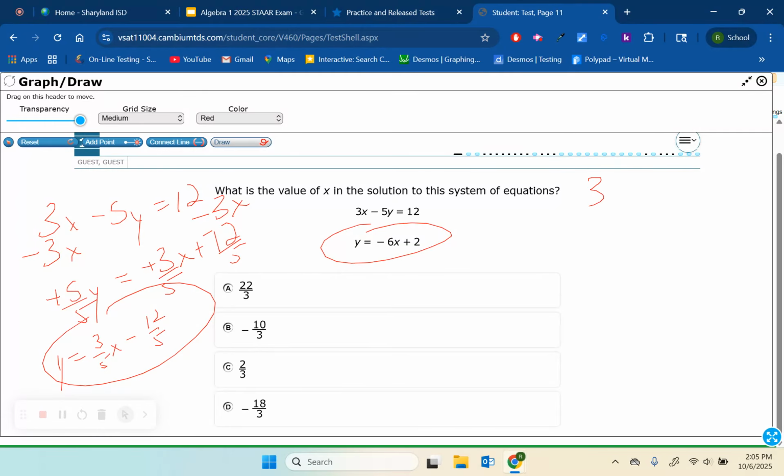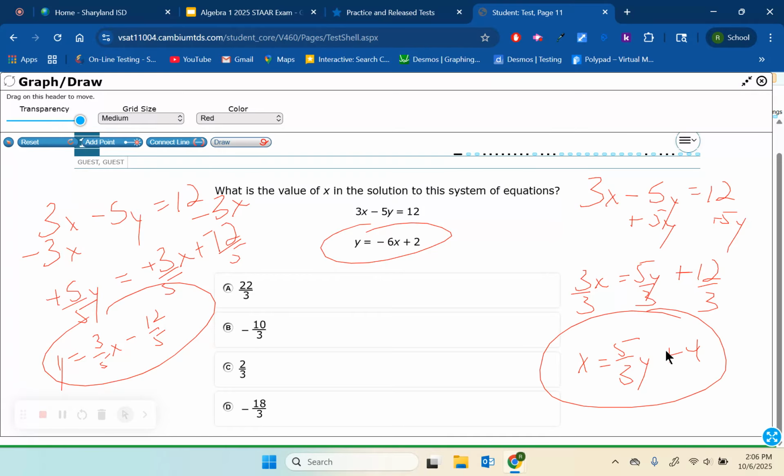I can also do this. I have 3x minus 5y equals 12. I can add the 5y instead, all right? And you have 3x equals 5y plus 12. Then divide everything by 3. And x equals 5 over 3 y plus 4. I can put this in just the way it looks, and this in just the way it looks, and it should work it out for me.